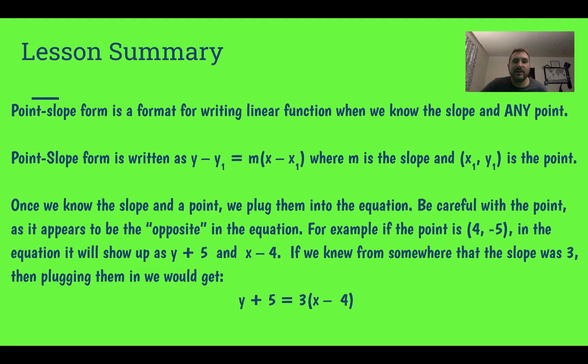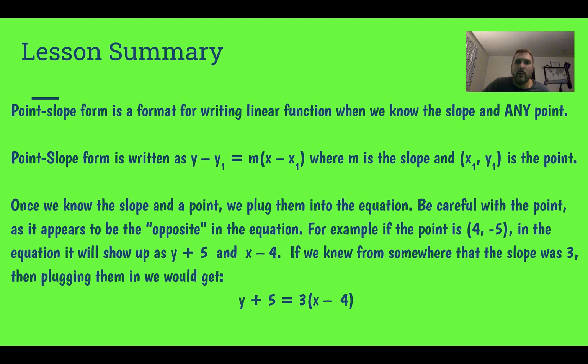In this lesson, we learned about two different formats. So first, point-slope form is good when we know a slope and any point. It's written as y minus y1 equals m times x minus x1, where m is still our slope and x1, y1 is our point. And then once we know our slope and our point, we just plug them into the equation. But the point is opposite in the equation.